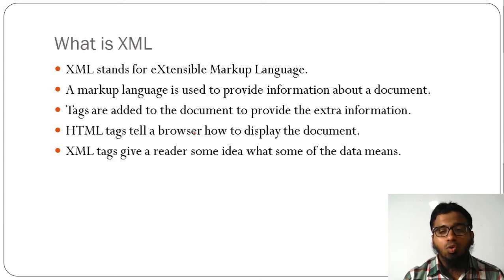You can add your own tags in XML, but if you compare to HTML, in HTML predefined tags are already there. You cannot add new tags. So here you can add new tags in XML. Next, HTML tags tell a browser how to display the document. What do the HTML tags do? They decide how to display the document. Next, XML tags give a reader some idea what some of the data means.